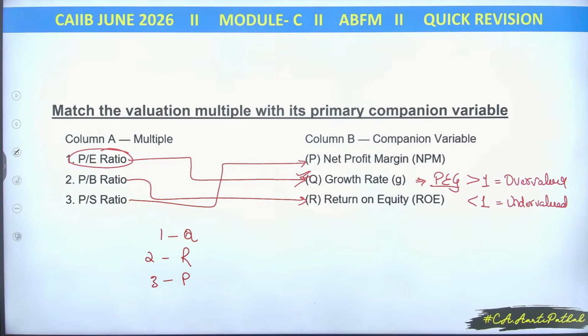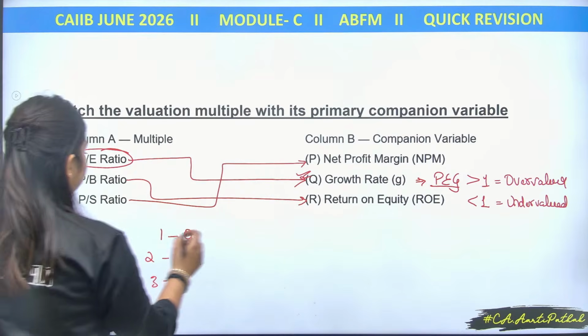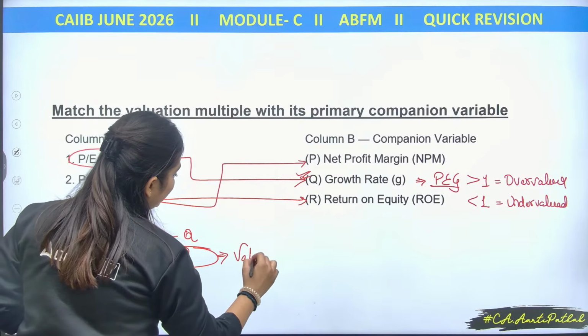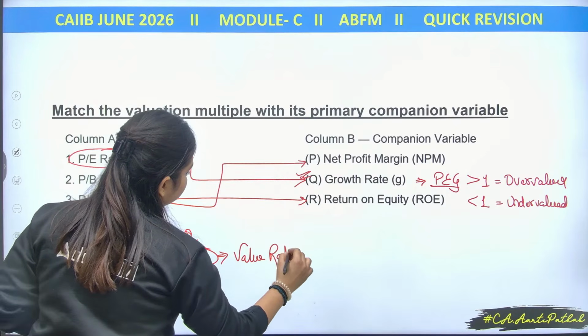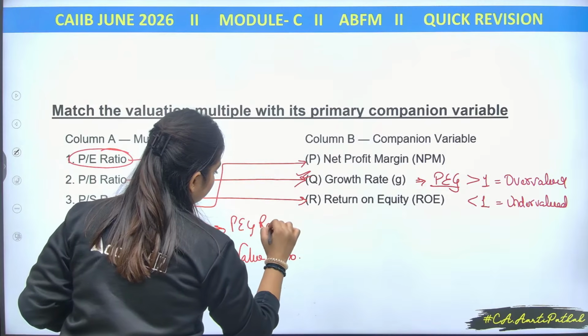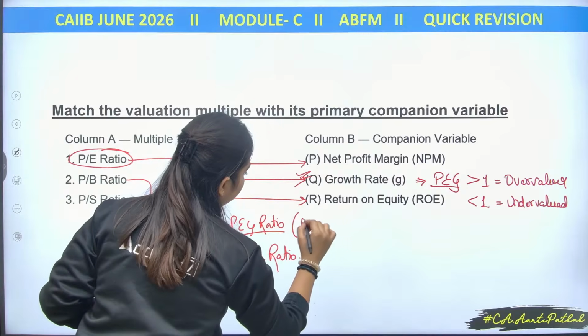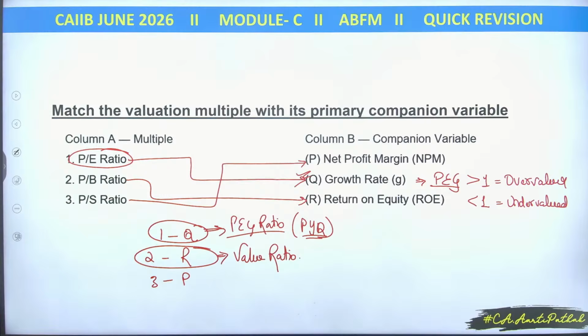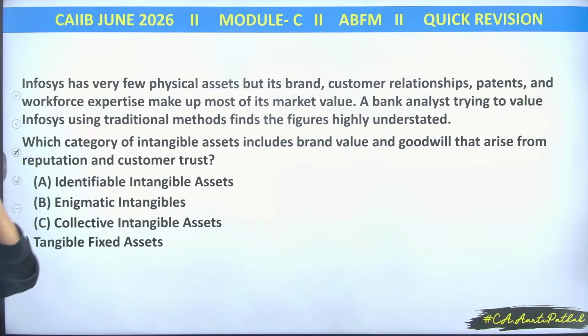And when we compare price to book value with the ROE, that is known as value ratio. When you compare this second one with the ROE, that is known as value ratio. This is known as PEG ratio. And this was asked in your PYQ as well. So please remember this formula. It is very important from the exam point of view. Chaliye, coming to the next one.